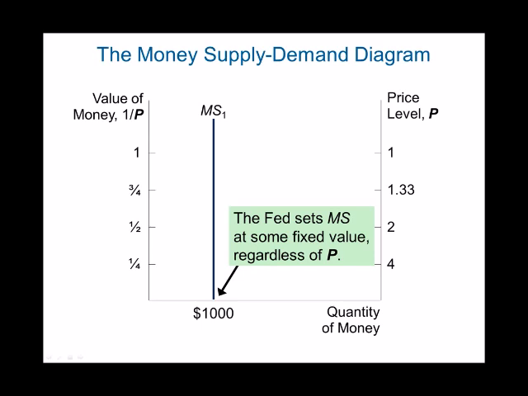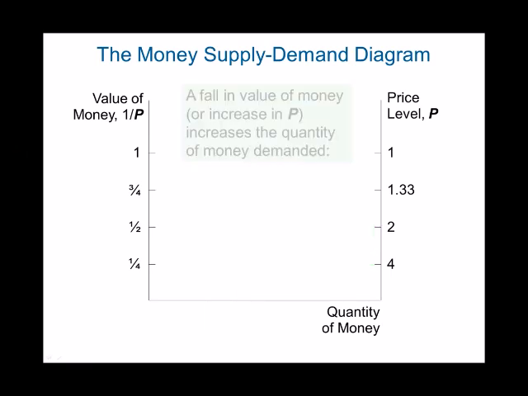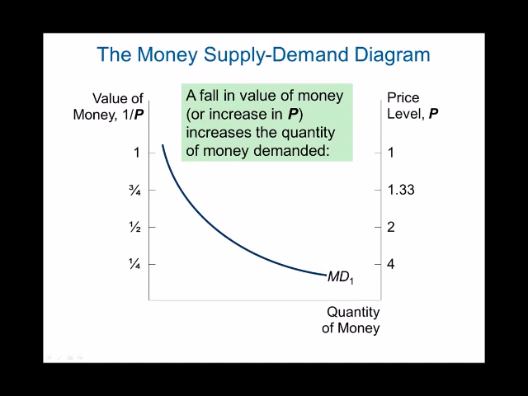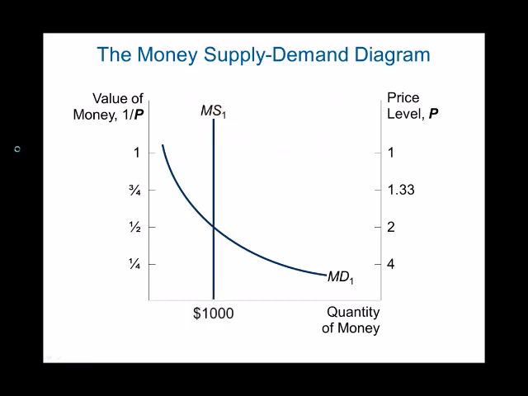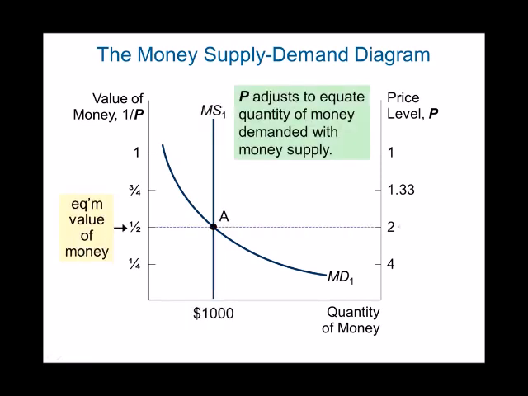So the Fed sets some money supply, and it's fixed. Let's say it's fixed at $1,000. Money demand, we know, should be downward sloping. Why? Because as the value of money increases, we need to hold less money, so the quantity of money demanded will decrease. The intersection of demand and supply determines the equilibrium value of money. And when we find the reciprocal of that, we get the equilibrium price level.